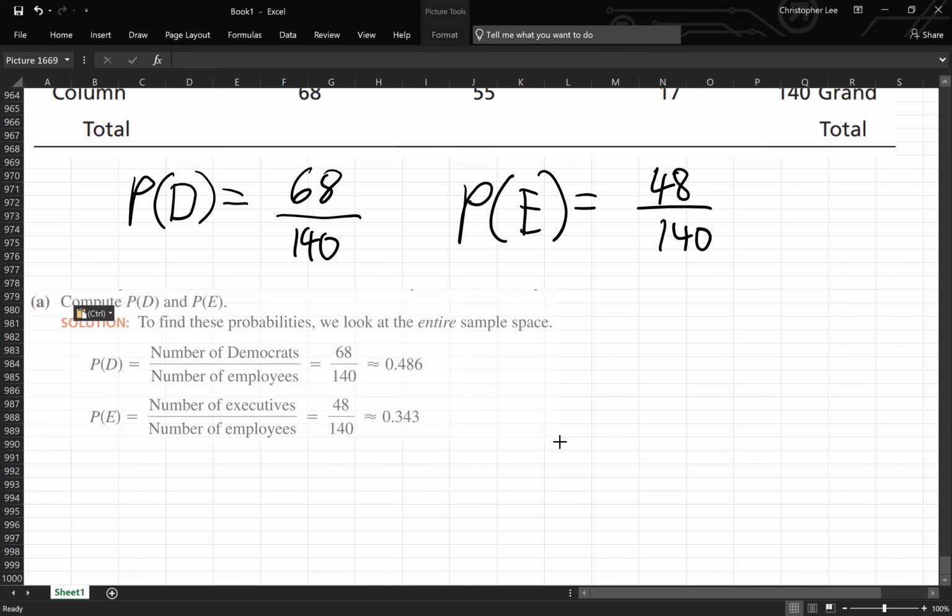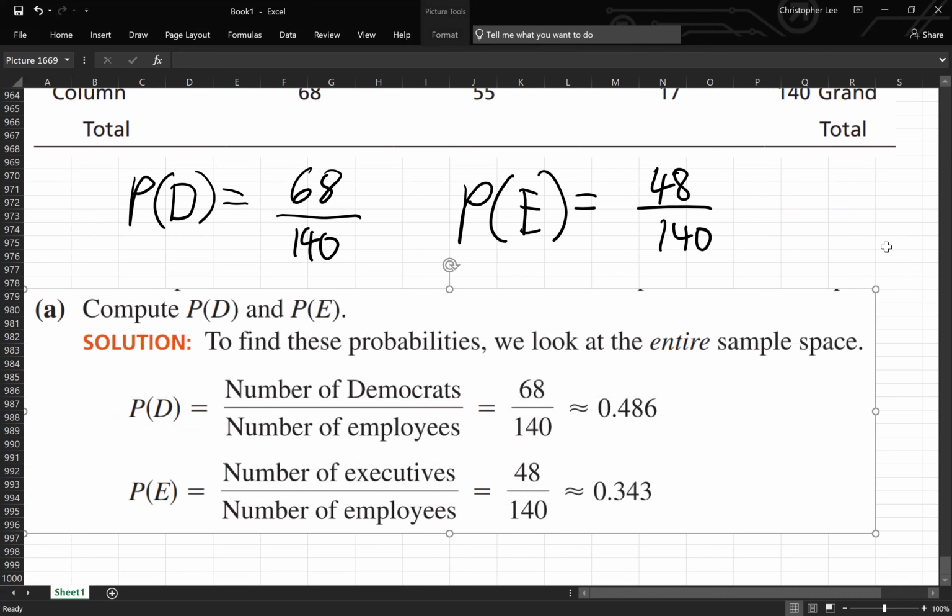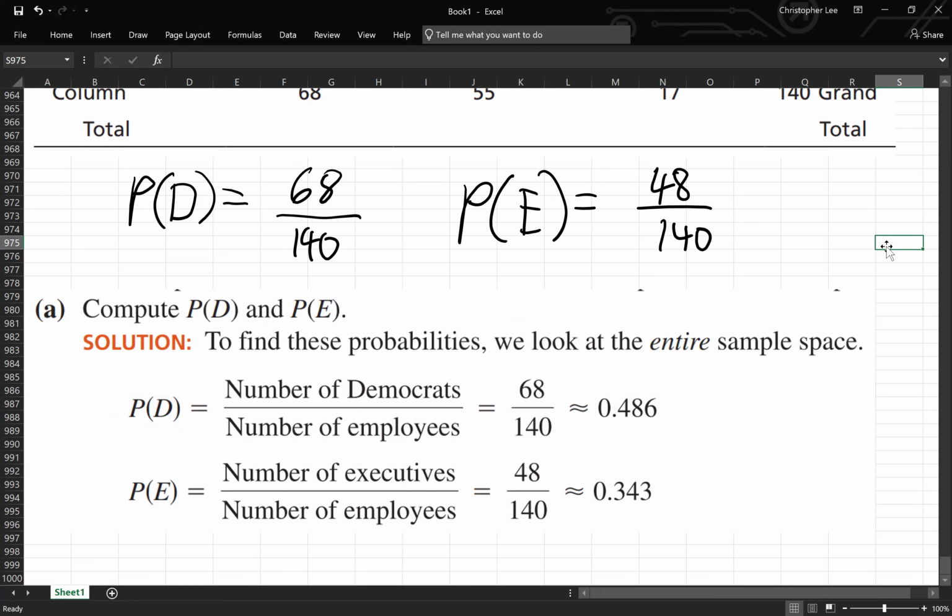So I asked you, what's the probability of a Democrat? To find it, you take the total number of Democrats divided by the total number of everybody. 68 over 140. You do not need to give me the decimal. Then I asked you the probability of an executive. You give me the total number of executives divided by the total number of everybody: 48 over 140, done. You don't need to do the calculation in the calculator. I'm good with the fraction. Questions on this? All right, let's keep it moving then.